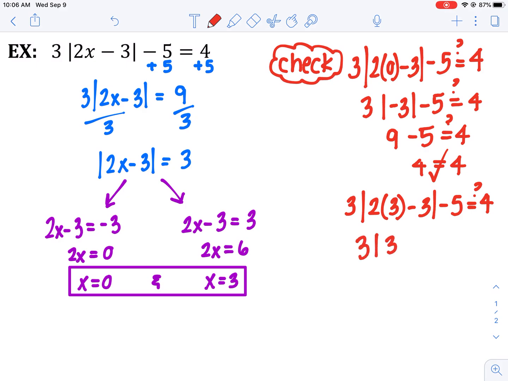Times, that's 6 minus 3. Please make sure you're putting that question mark as you go because you don't know if it's true yet. Getting here, yep, left side equals right side. So these are both true answers, not extraneous, because I checked my work.